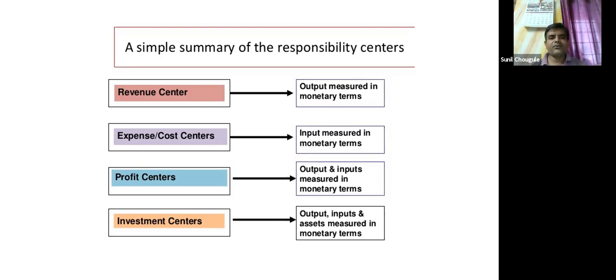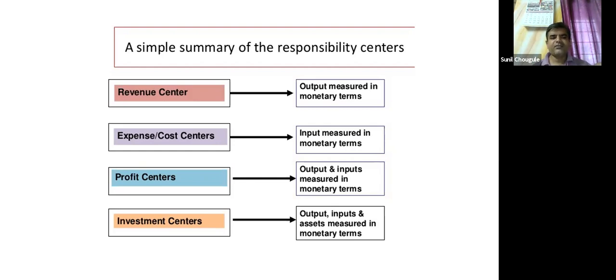Now expense or cost center. Expense center is where money is spent on different types of processes, like conversion of raw material into finished goods, storage of raw material, buying of raw material, storage of finished goods, selling it to distributor, wholesaler, agent. All these things are expense or cost center. Input measured in monetary terms.